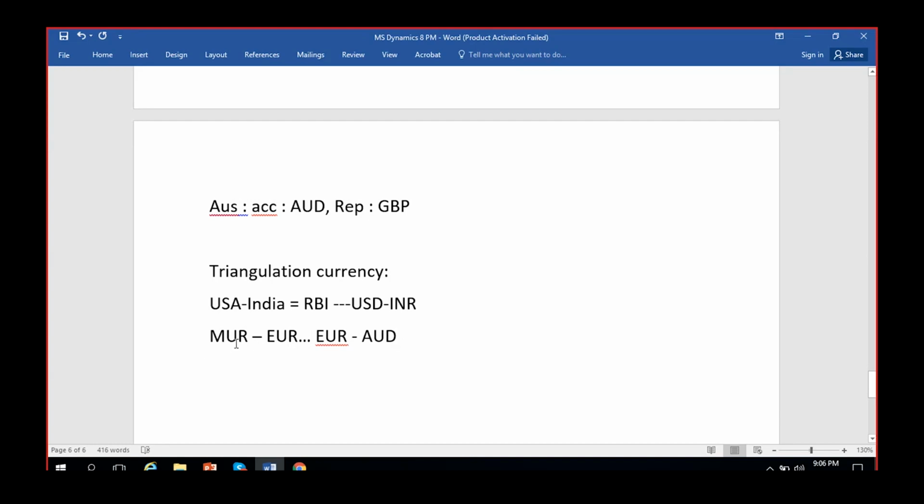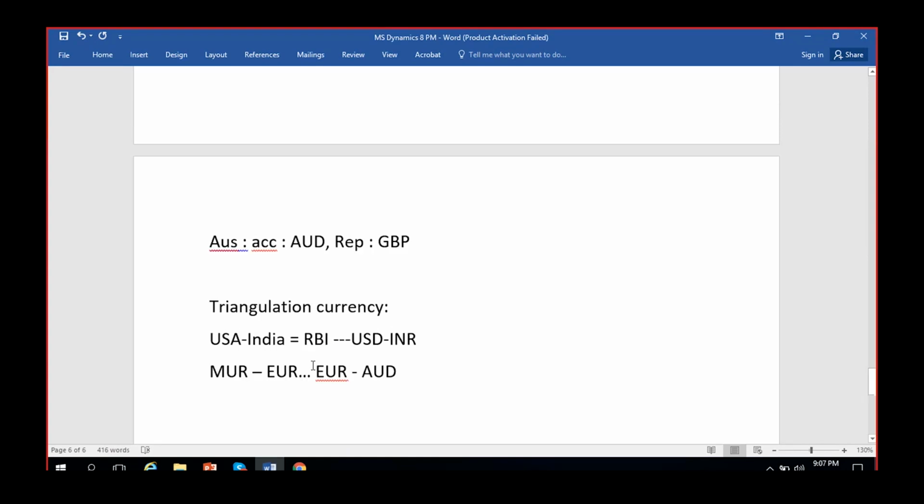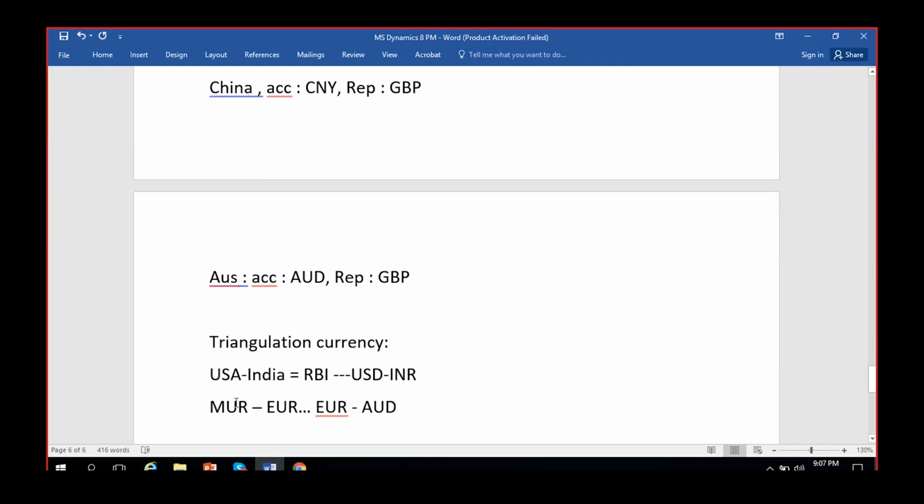It's a simple mathematical equation, right? When x is equal to 2y, and 2y is equal to 3z, you can easily define the equation between x and z. The same way, if you have an exchange rate between MUR and euro, and between euro and Australian dollar, you can easily define an exchange rate between MUR, the Mauritius currency, and Australian dollar as well, because you have a base currency in between. This is called triangulation currency. The in-between currency is called the triangulation currency. That's the concept of triangulation currency in such examples.